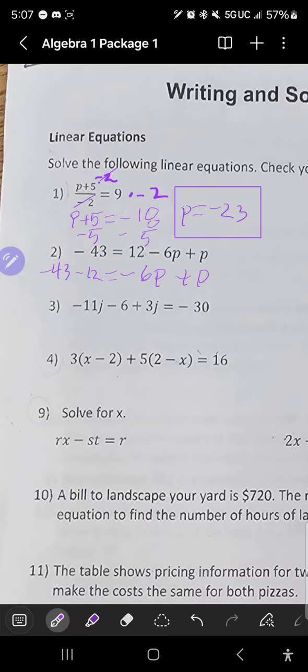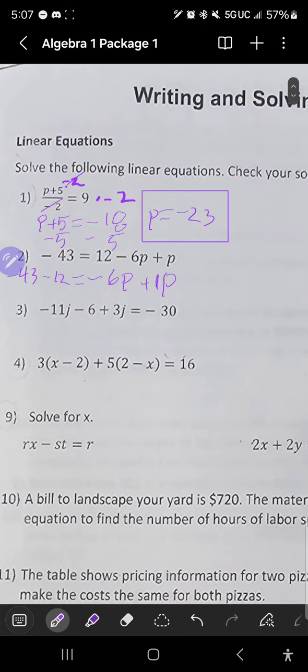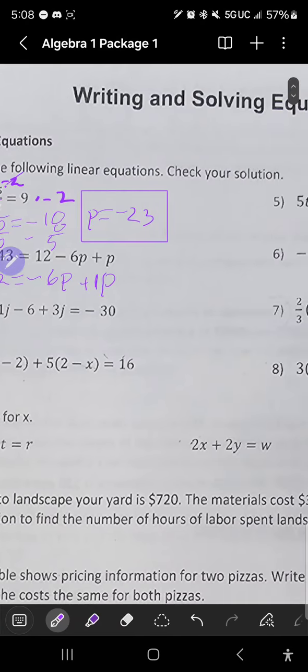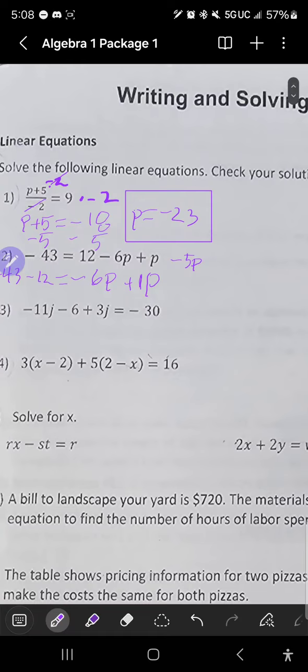So I have this, and I see that these two values have a p. They are like terms, that's the definition, that's the way to name them. If they are like terms, we just combine them. If you see there is nothing in front of this p, that's equivalent to a 1. So we will see negative 5p. Why negative? Because the number that is greater, that is the 6, has a negative sign.